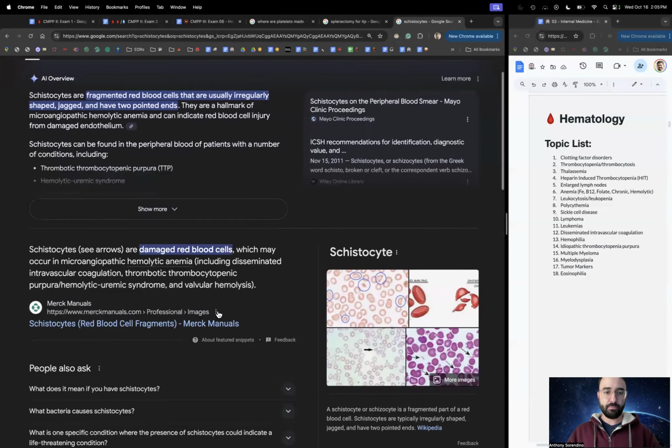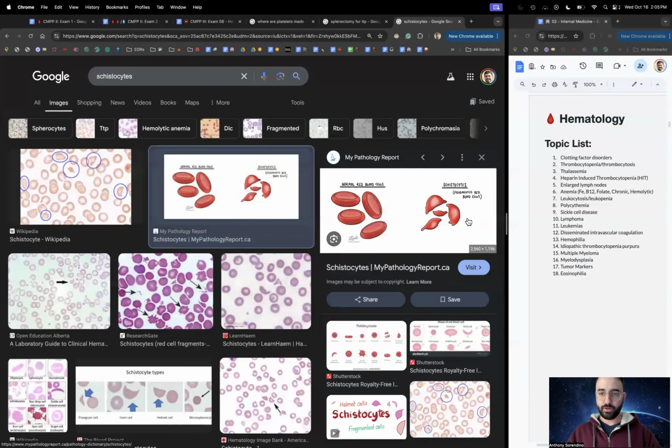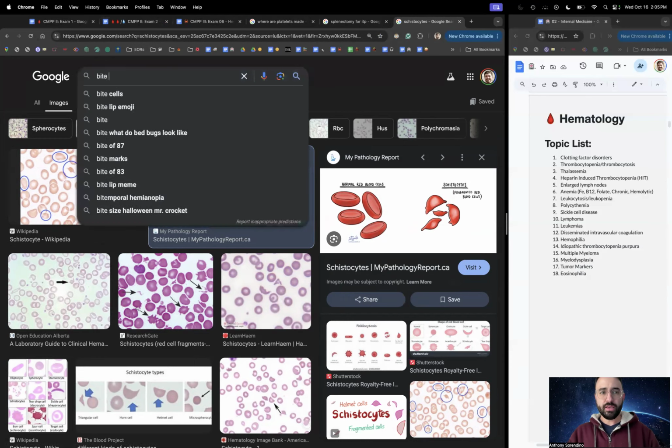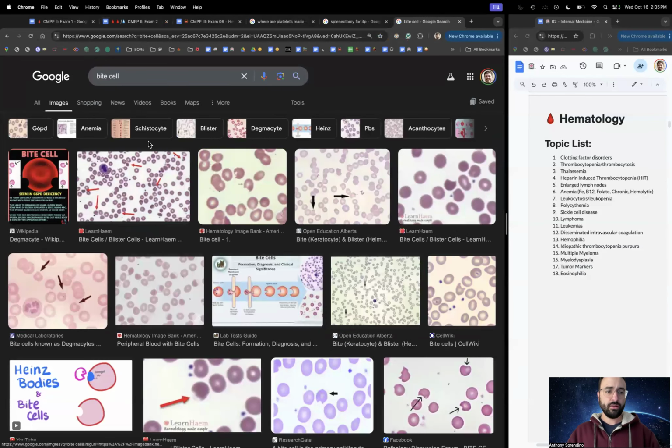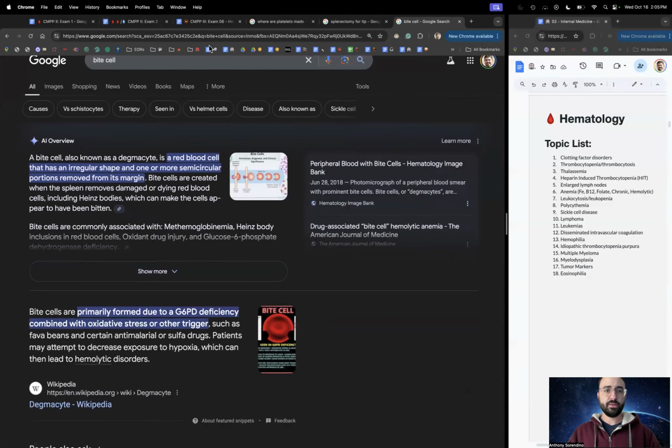Yeah, fragmented red blood cells, damaged red blood cells. That's a pretty good picture. Fragmented schistocytes. Bite cell is G6PD, right? Yeah, G6PD is bite cell.